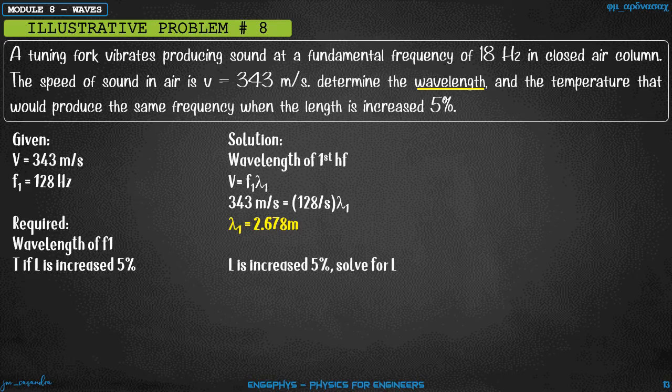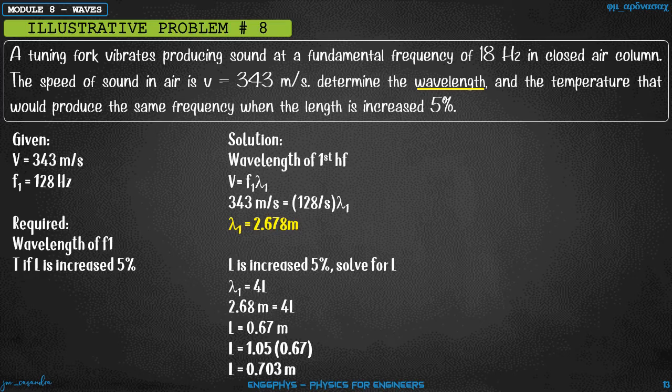So, if the length is increased by 5%, we solve for the length using first our wavelength, since we are not given the length. We know that the wavelength for the first harmonic is equal to 4 times L. So, in that case, the length now is equal to 0.67 meters. It's increased by 5%, so just multiply the length by 1.05. So, the length that is increased is equal to 0.703 meters.